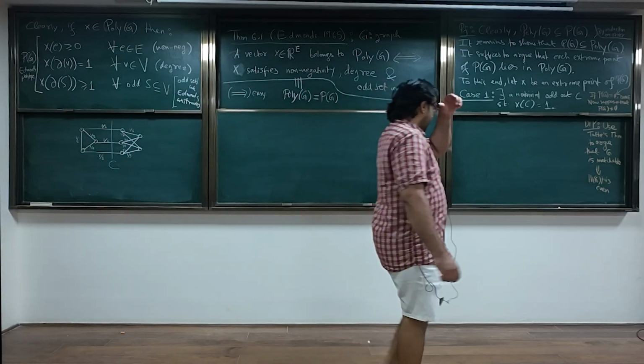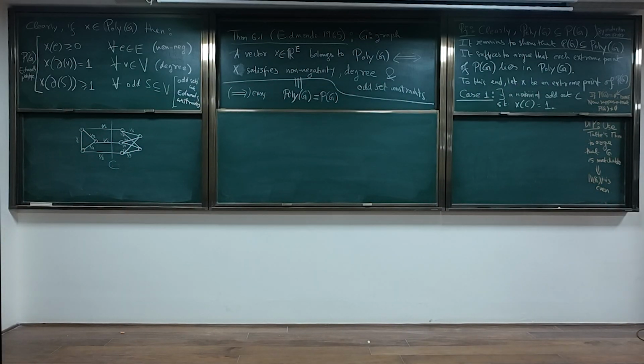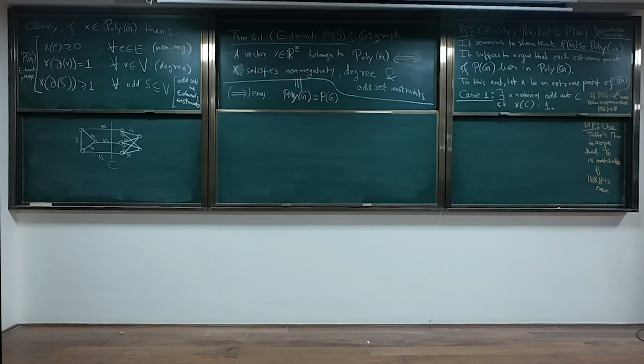Yeah? Okay. In this case, we will obtain two smaller graphs. You can imagine how we will obtain two smaller graphs. That should be fairly straightforward at this point. And we will argue that the corresponding vectors again satisfy Edmonds constraints for the smaller graphs. Therefore, in the smaller graph, they belong to the perfect matching polytope.